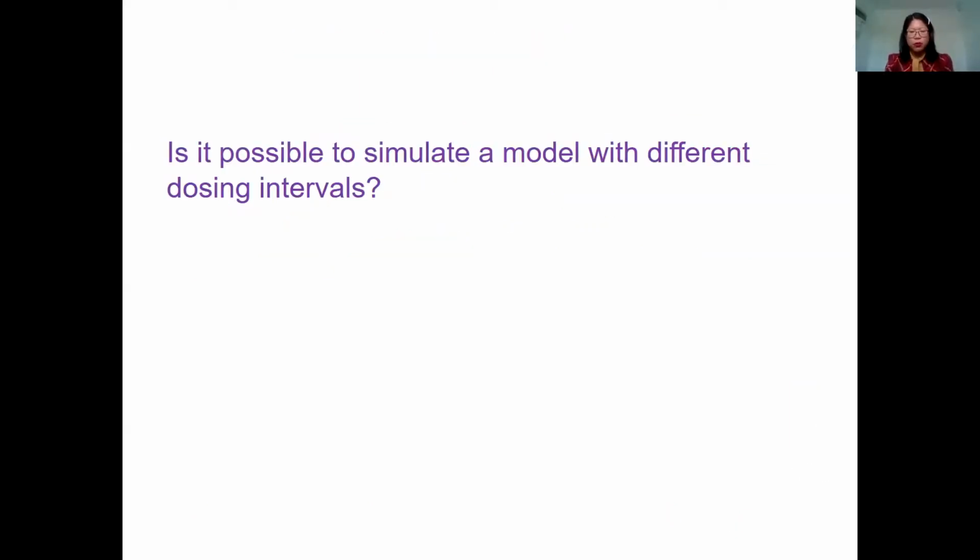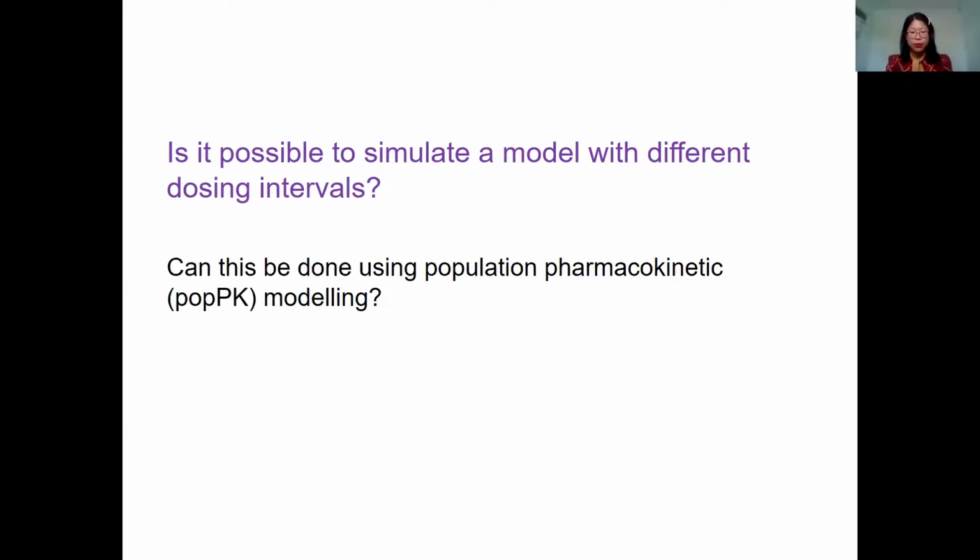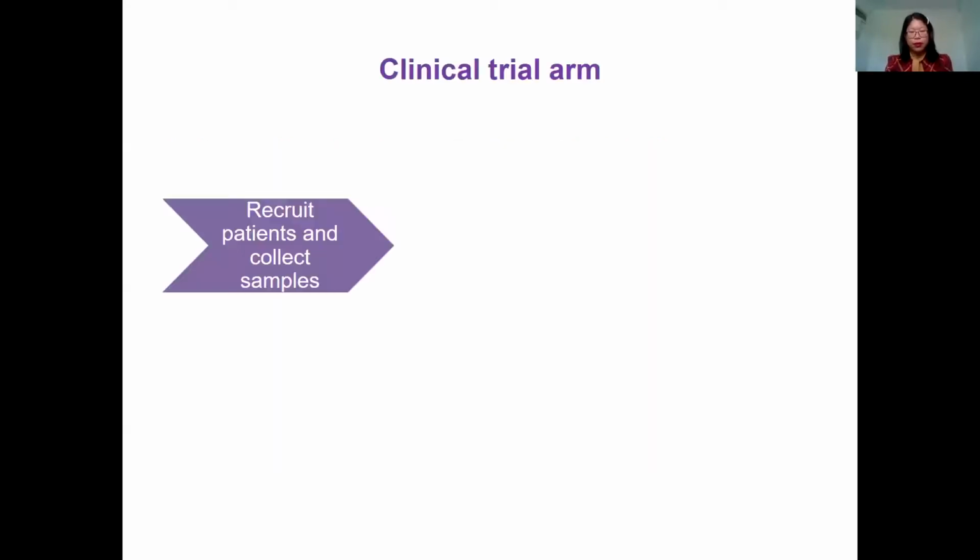So I'm interested in whether it's possible to simulate a model with different dosing intervals, and I'm going to use a pharmacology modelling technique called population pharmacokinetic modelling to do this. As part of the clinical trial arm of my PhD, it's a phase 0 clinical trial of patients on Amgevita and Benepali biosimilars. Step 1 is recruiting patients and collecting samples.